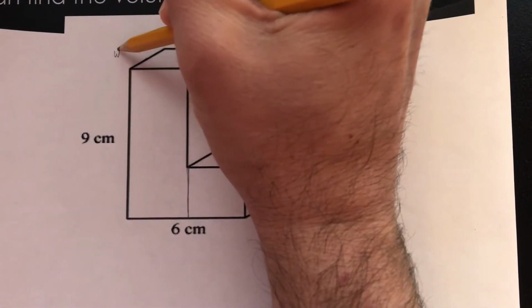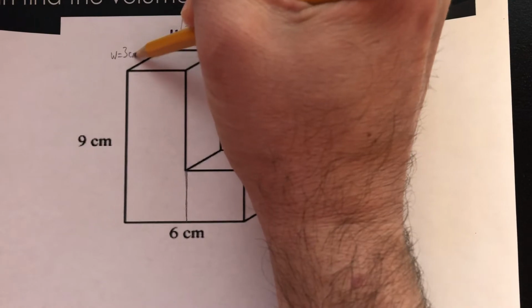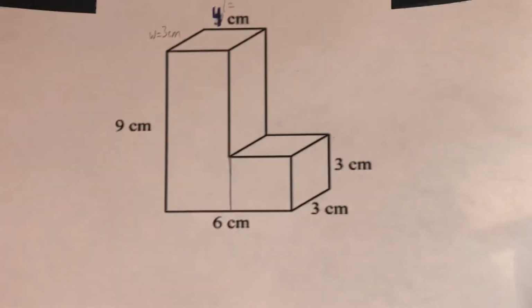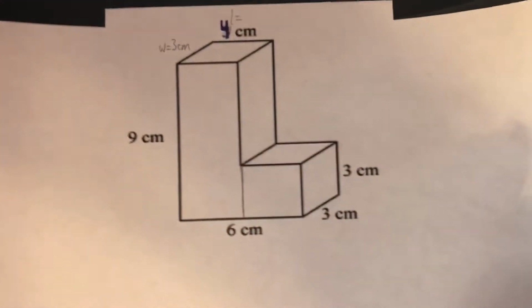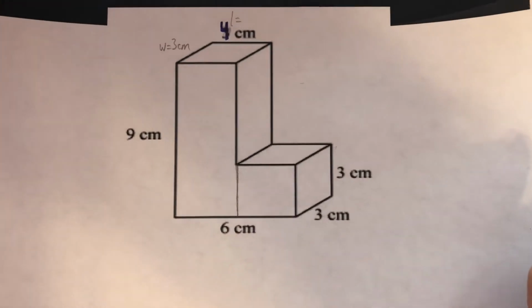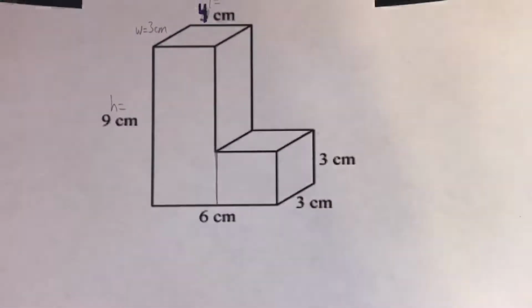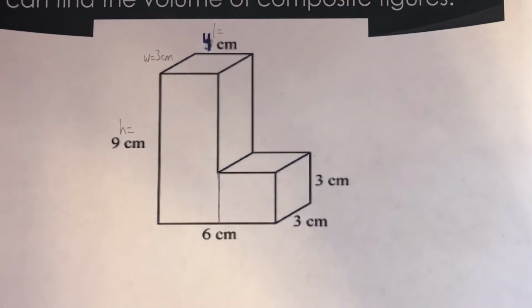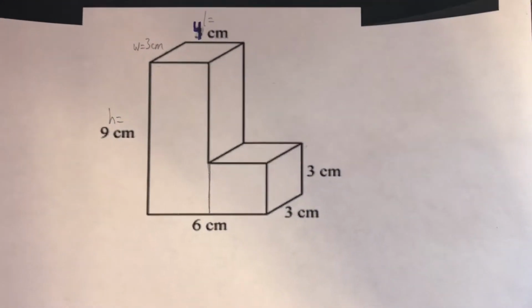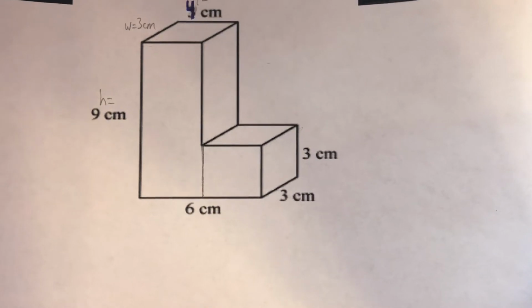So you know what I'm going to do? I'm going to actually come up here. Let me label it right up here. Width equals 3 centimeters. So that's how it's a little bit different today. We may have to go ahead and find those measurements, but everything's there. Okay, so I do see the height, which would be the 9 centimeters. So I do now have the length, width, and height of that larger one on the left. Now let's go ahead and label the dimensions of the one on the right, that smaller one.